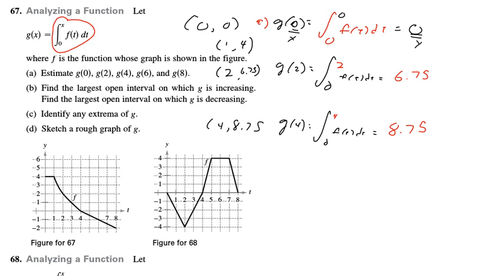All right, so that's g of 4. Let's look at g of 6 and g of 8. Two more. g of 6, the integral from 0 to 6 of f of t dt. So from 0 to 6, we want to go from here to 4, 5, 6 here. So we have all of this area on the top and the bottom.